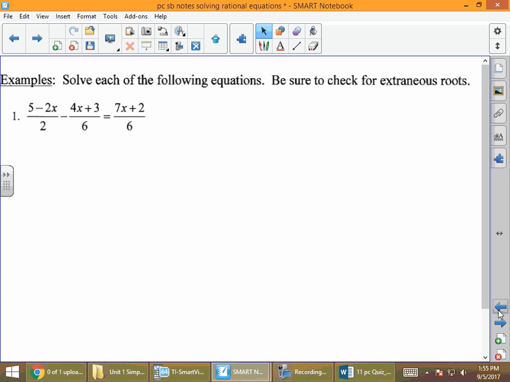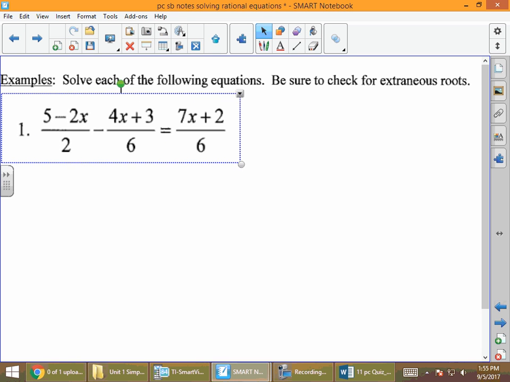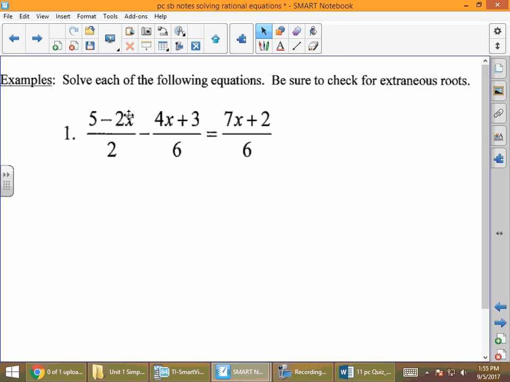So we take a look at our first example. What we're ultimately trying to do is figure out what x equals. In this particular case, we've got a rational equation that has numbers for denominators, which is nice. We'll get into the variables, but we've got numbers right now. So the first thing we need to identify is the least common denominator between 2, 6, and 6?